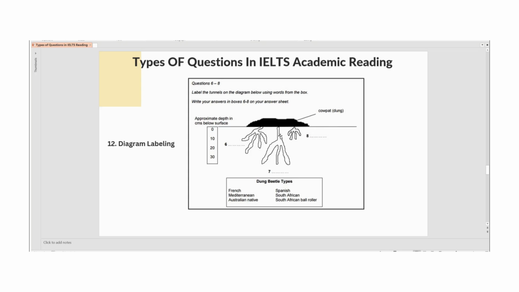So, dung beetle types. The diagram is about dung beetle types and how they live, what their life cycle is, how they make burrows, or what they do in their daily life. The dung beetle types are French, Spanish, South African, Mediterranean, Australian native, and South African ball roller. So this is the box of answers which you can use to complete or label this diagram.